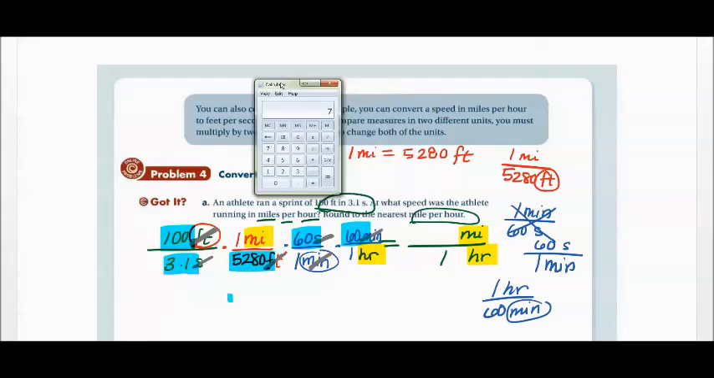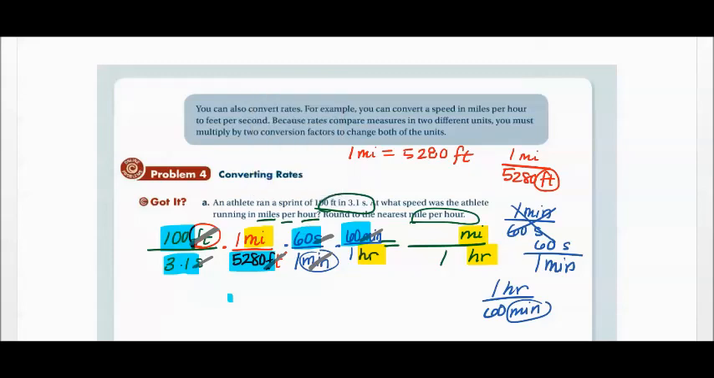So let's multiply all the numbers on the top. So 100 times 60 times 60, big number. And then I'm going to divide by this and then divide by that. So 3.1 equals, divide by 5,280 equals, okay, and we're good. It's not going to be a pretty number. And something's not right.